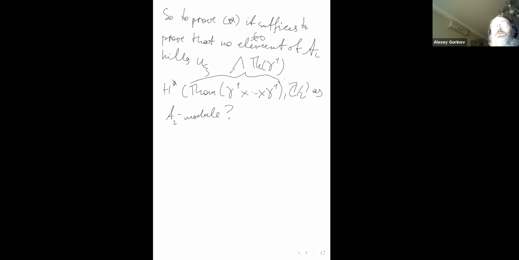Okay. And by the way, suppose we know the cohomology of the Thom space of gamma one as an A2 module. How to calculate the A2 structure on the smash?